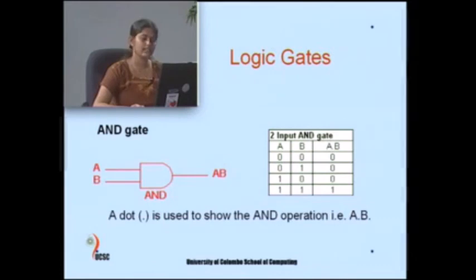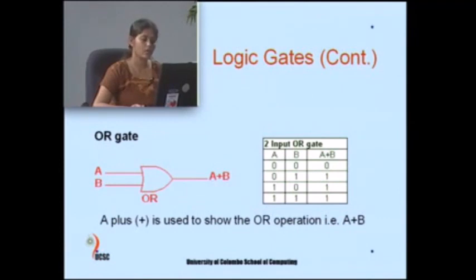Now we will see the AND gate. Here we have two inputs, A and B. From the truth table, we can get the output of A and B. That is, when A is 0 and B is equal to 0, then we get AB as 0. This way we can get the truth values. A dot is used to show AND, that is A and B. The AND gate is an electronic circuit that gives a high output 1 only if all its inputs are high.